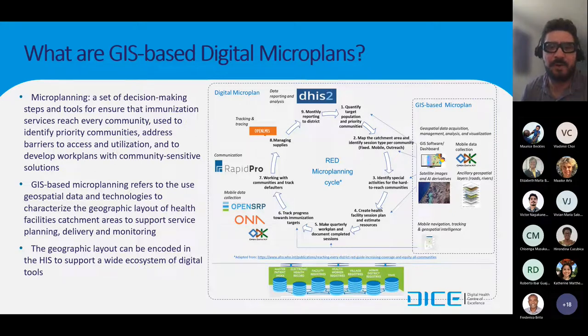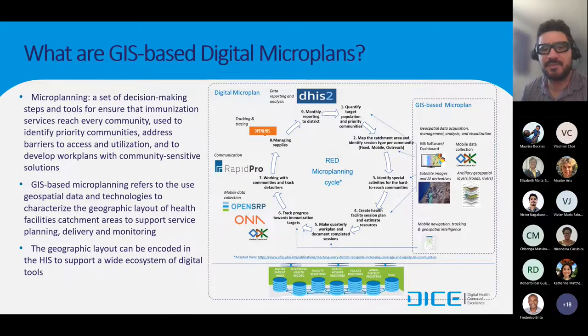As you probably know well, microplanning is a sequence of steps for planning and monitoring the delivery of health services from the health facility to the community level. The microplanning cycle goes from the identification of target population to the optimization of service delivery strategies and includes the management of resources and supplies and the reporting of the outcomes of vaccine delivery to a higher level at the district and back into the health information systems.